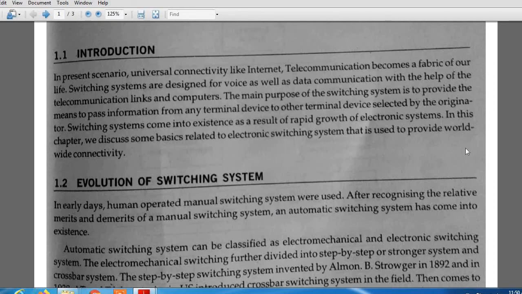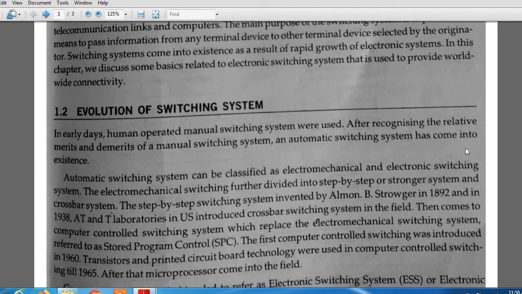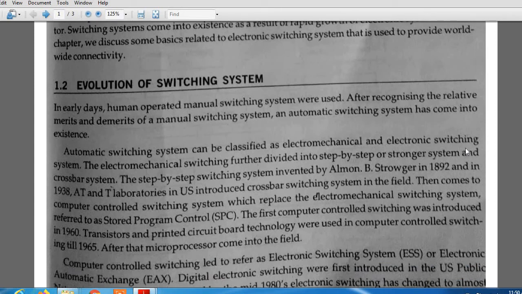So if we see the evolution of the switching system, earlier it was manual switching system, but nowadays manpower is reduced and automatic switching system has come into existence. This automatic switching system is classified depending on some parameters, based on which it deals. It is classified into different types.